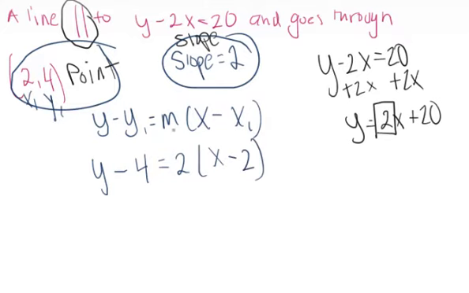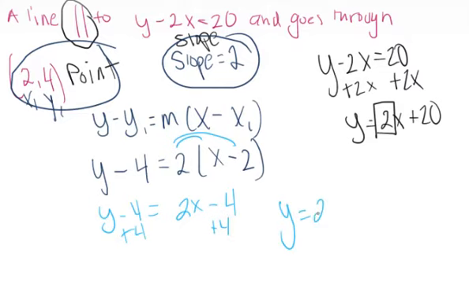Alright, we'll go ahead and distribute that in. So we get 2x, and this is going to be minus 4, and that equals y minus 4. Add the 4 over, and we're left with y equals 2x, because that goes to 0, and that goes to 0. And that's my final answer.